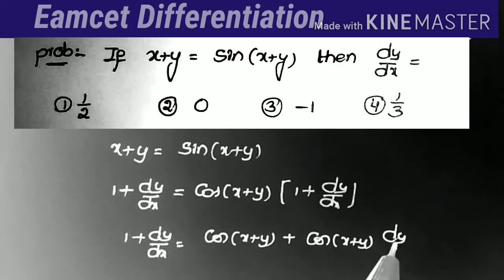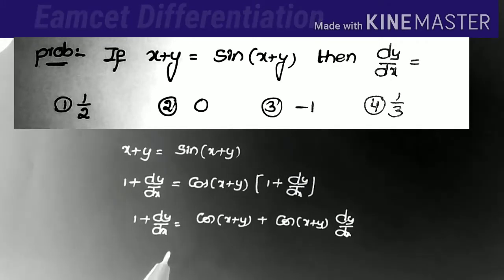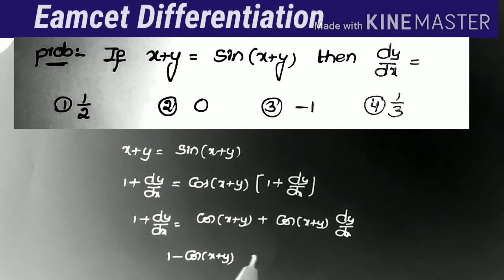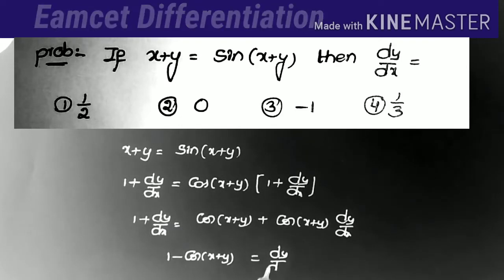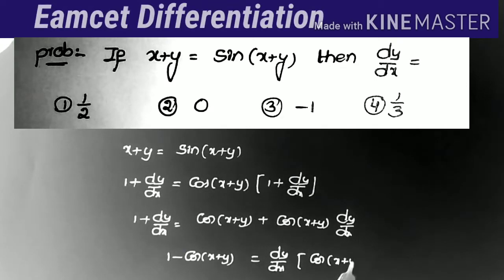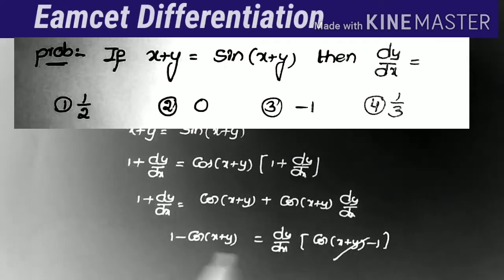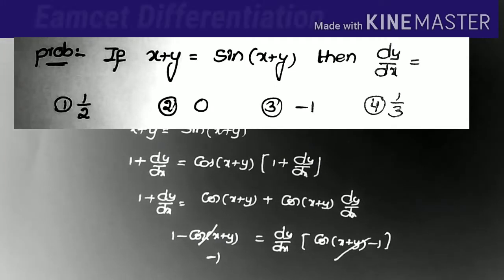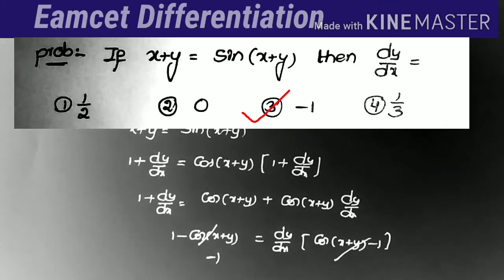Now writing the dy by dx terms at one side. So this is 1 minus cos of x plus y is equal to, writing this term to this side and taking dy by dx common here, dy by dx into cos of x plus y minus 1. Now it is cancelled here by minus 1 times. So the answer is equal to minus 1. That's all. That is the third option.